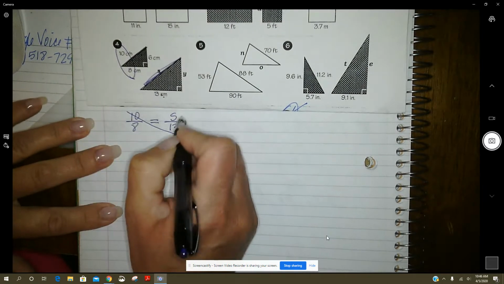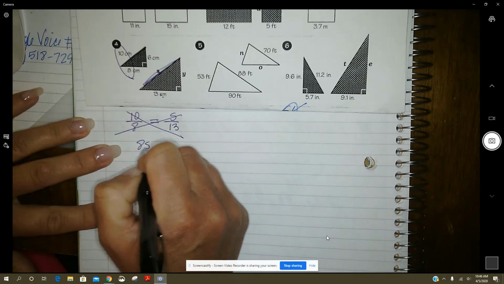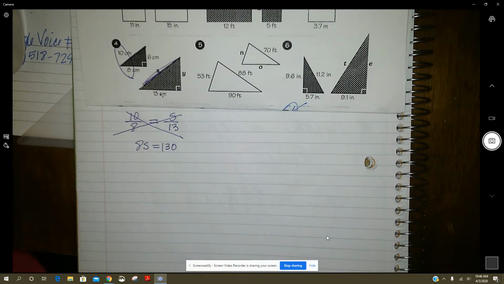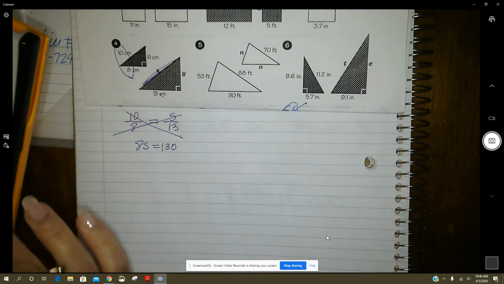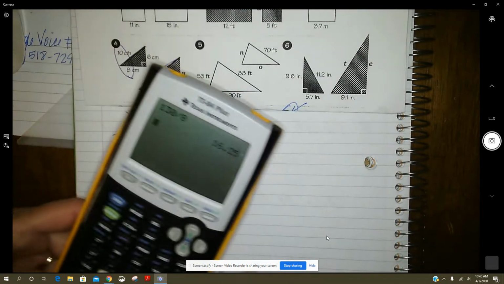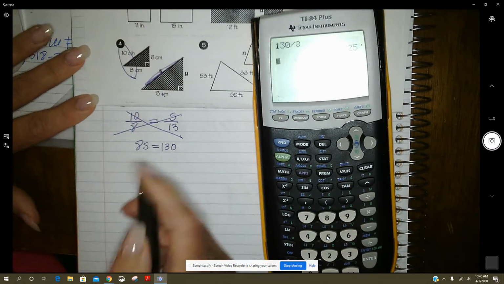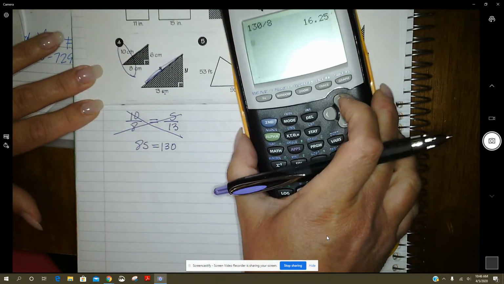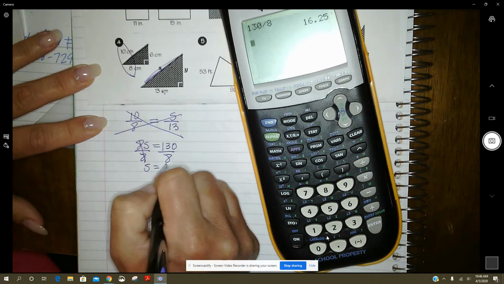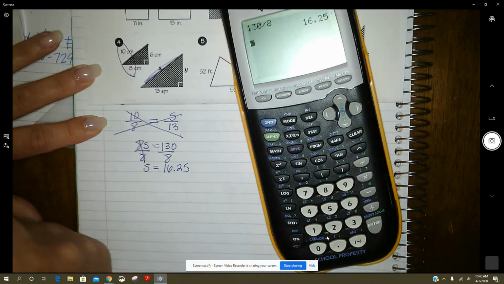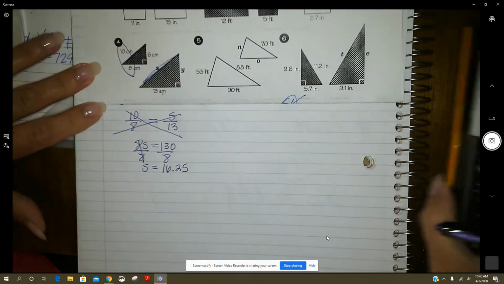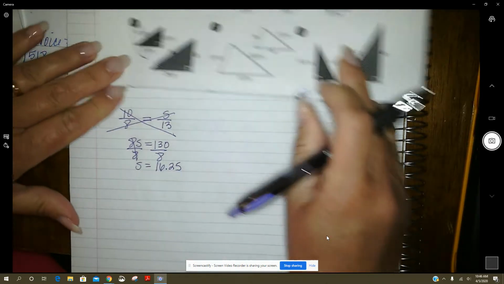And now I just have to cross multiply. So I get 8S equal to 130. And if I get my calculator out, all I have to do is divide 130 by 8, and I get 16.25. I know the light's kind of shining on that, so let's divide by 8, and you get 16.25, okay? All right, let's go do it again, okay? So now I'm going to solve for y. So I'm going to do it again.